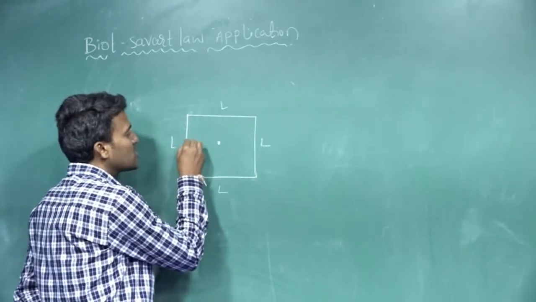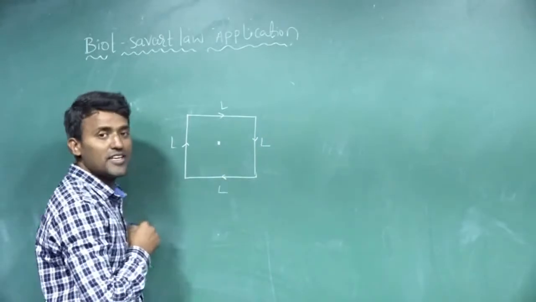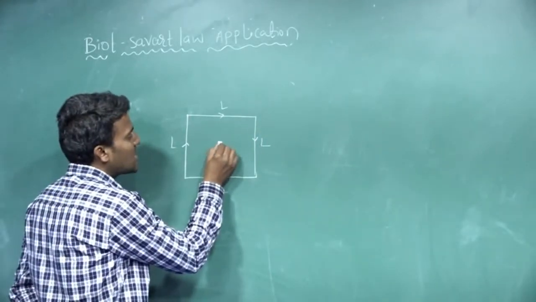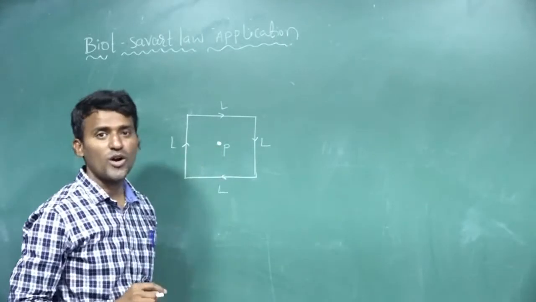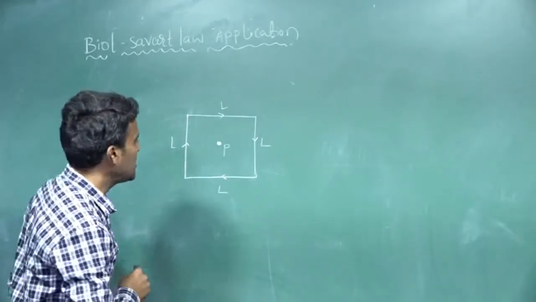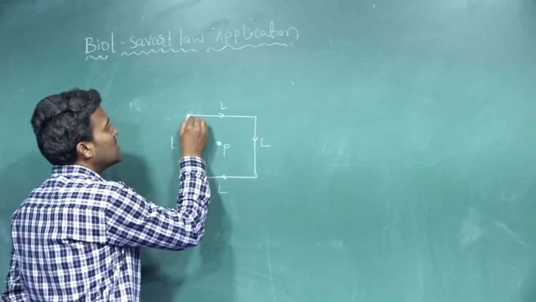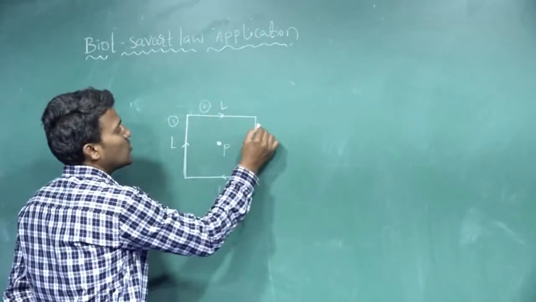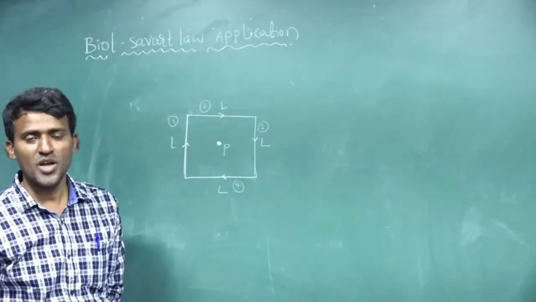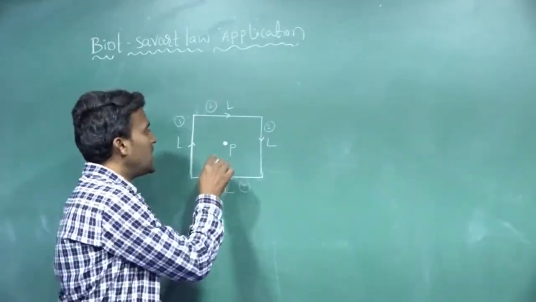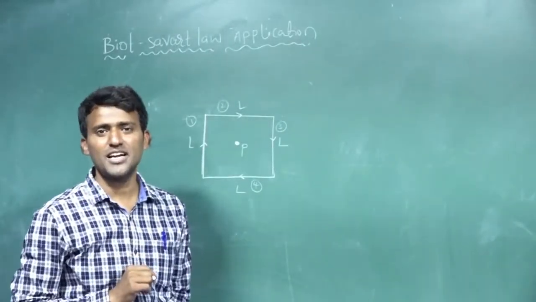Now the current I is passing through the square like this. We want to calculate the magnetic field at point P due to the square. These four wires are there: this is 1, 2, the third side, and this is 4. Due to these four conductors, what is the magnetic field at point P? The point P is exactly at the center.